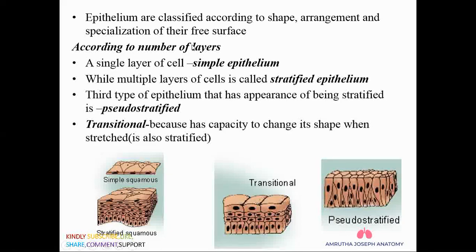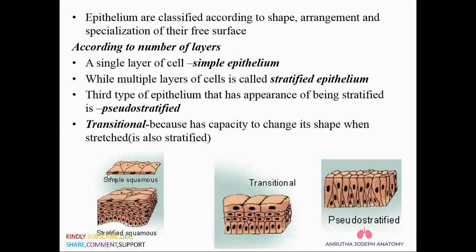So first classification is according to the number of layers. So how many layers it has. So epithelium is having a lot of cells. So depending on the number of layers of the cell, it is going to get classified. The first one is simple epithelium. Simple epithelium is very simple. As the name suggests, all the cells are resting on basement membrane. So there is a basement membrane here and the cells are resting on the basement membrane and they're single layered.